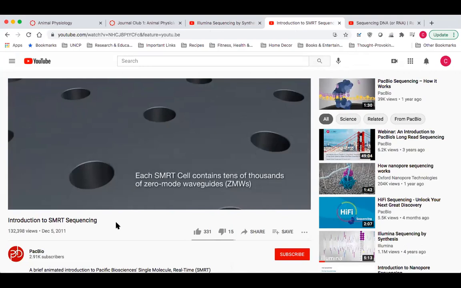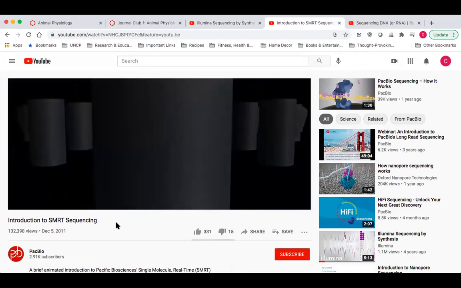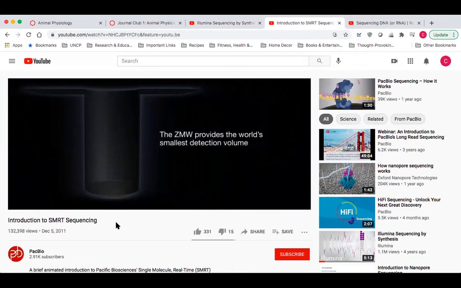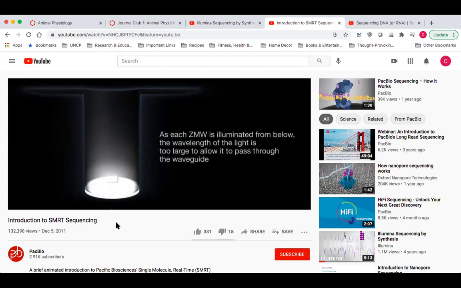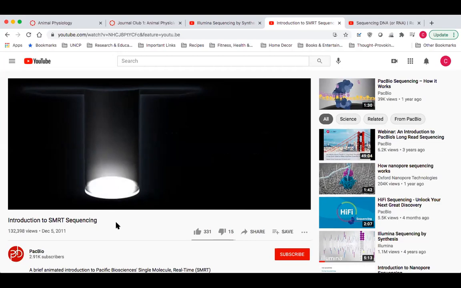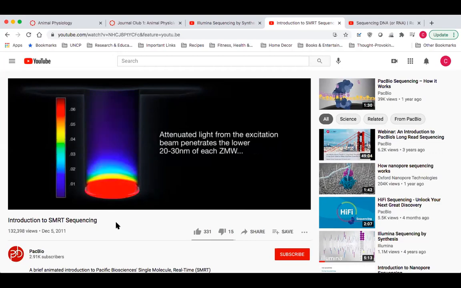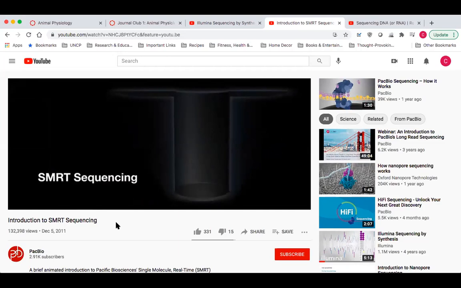Okay, so each SMRT cell contains tens of thousands of these tubes, these ZMWs, and they are a very small detection volume. So they're tiny, tiny, tiny. So you don't need to add a lot of sample to it. And they're going to be illuminated from below. So again, very, very small here. And then the light is going to just excite the bottom part of the well. It is a very small microscope, a zeptoliter, which is a tiny, tiny amount.